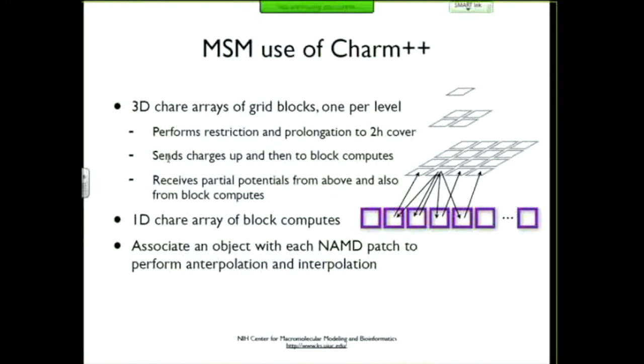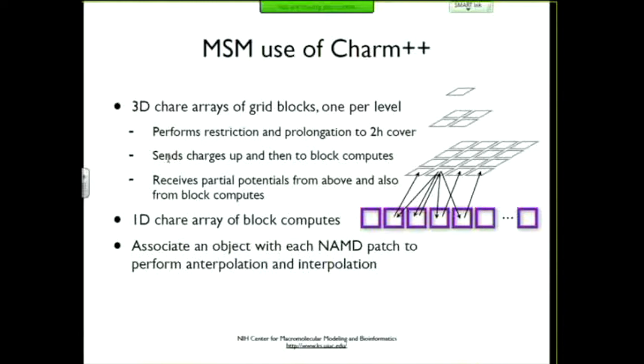So the idea is that each of these 3D grid blocks is going to have several block computes that it will send to, that will calculate part of these potential contributions, and then send those on to the particular blocks that are affected by that calculation. And so the block will later be receiving partial potentials, both from above and also from the block computes from its neighbors.